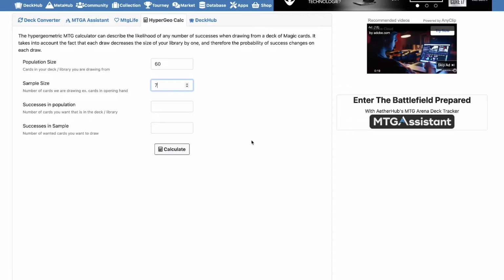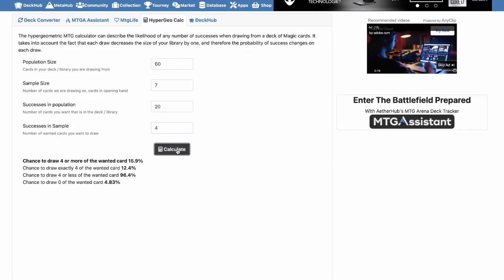Successes in population is a little bit tricky. It is basically the number of copies of the card in question that we have in our deck. So remember, we got 20 land copies, so we put in 20 to represent that number. Now we have drawn our starting hand and we see 4 land cards. Successes in sample represents how many of those specific cards we want to draw or we have drawn. So the successes in sample will be 4. These are the land cards we have drawn. We click calculate and we see that the chance to draw exactly 4 land cards is 12.4% in our opening hand.